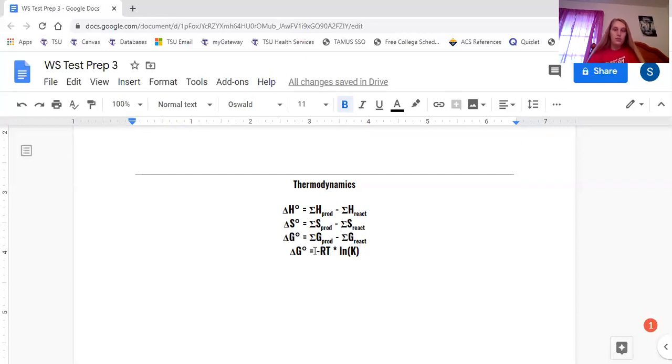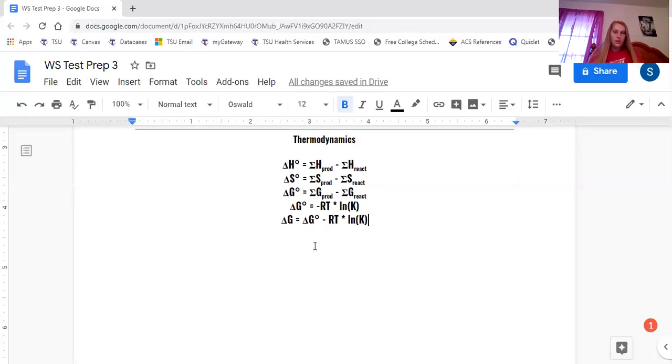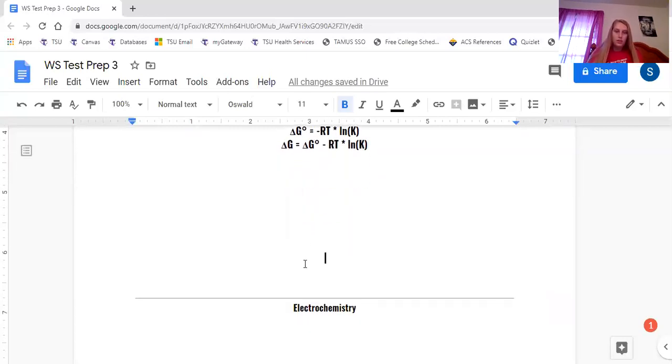And then if we're solving for delta G, but we know delta G naught, then it's going to be delta G naught minus RT, not RTK, RT times the natural log of K. So that, and then on to the ones for electrochemistry.